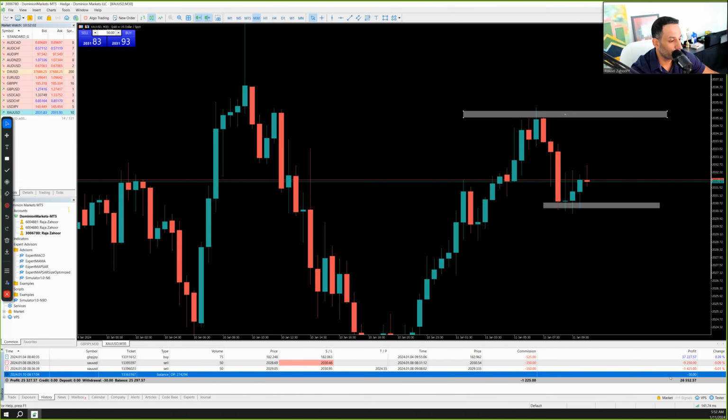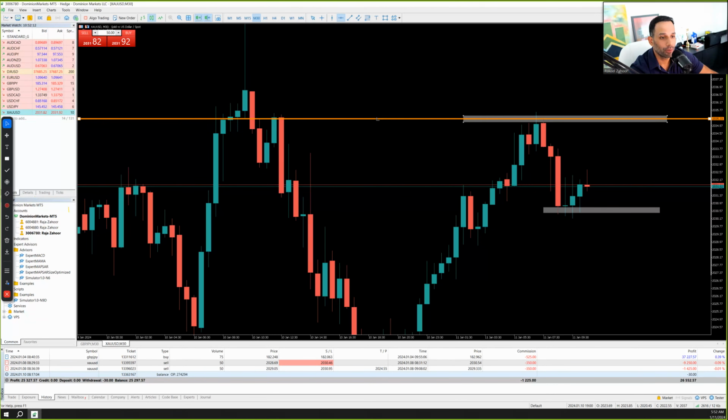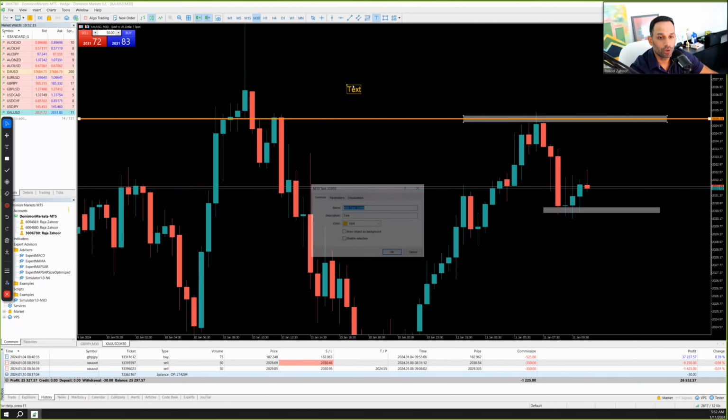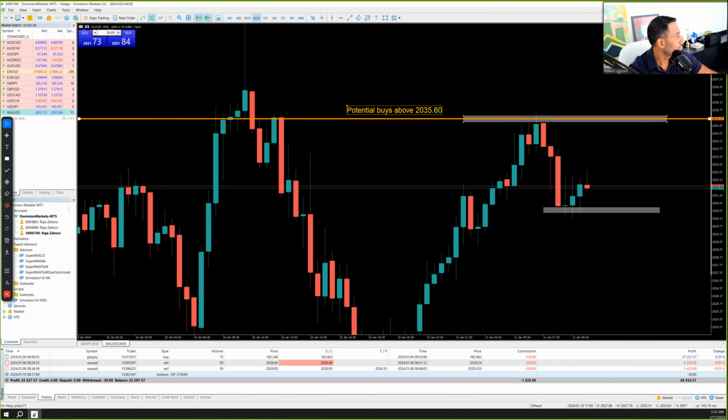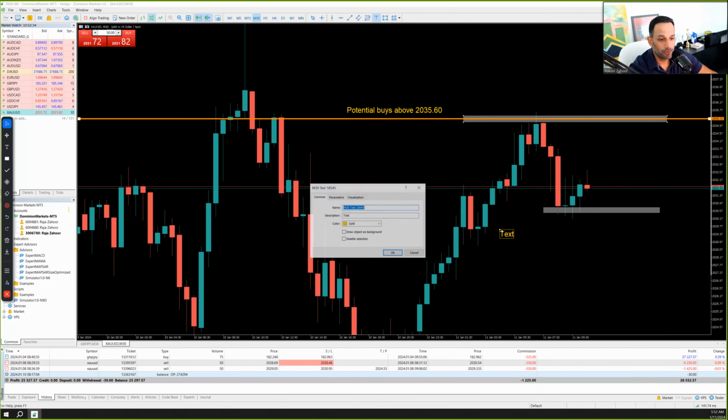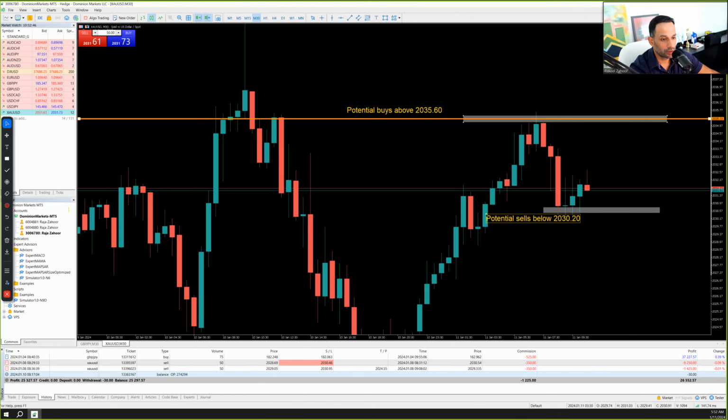Stream until CPI? No. Have you been in South Africa? No. When can we take a buy entry on gold? Buy entry on gold? Oh, okay. You want some hand holding? Let me give you some hand holding. So this is the hand holding I'd want to do on gold. Potential buys above, I'd say 20, 35, 60. Looks good. And then potential sells below 20, 30, 20. Yeah, let's do that. 20, 30, 20.